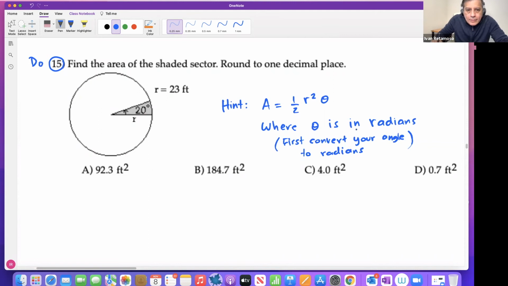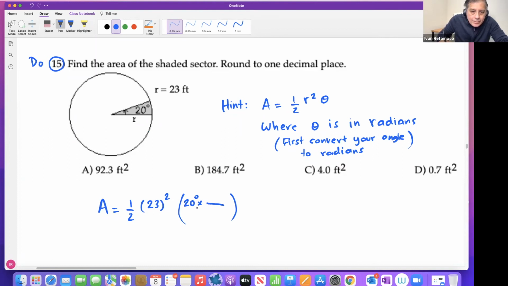All right, guys, let's do it together, okay? So area will be equal to 1/2 times the radius, which is 23, squared, times the angle. But this angle is 20 degrees. It has to be converted to radians, right?